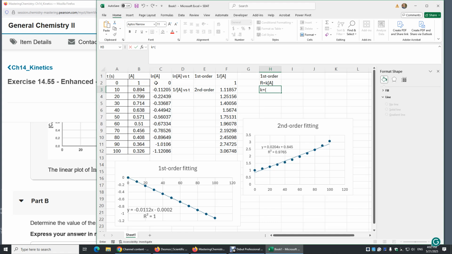So K is the reaction rate. This is the change divided by 10 seconds. That's going to be the reaction rate. And then divided by A, we have two values of A, so I'm going to use the average. Alright, I'm going to use the average here, 1 plus 0. Or maybe just average. Let's see if it's going to work.